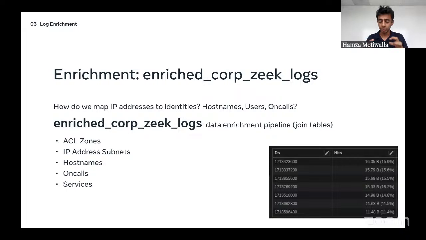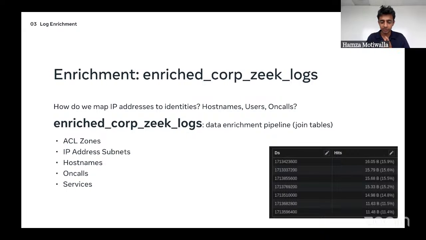So what we ended up doing is that we brought in a lot of these source tables. Anything which had an IP address on it, we brought it in just to study and tell us that, okay, now we have these Zeek logs, we want more. We want to know more about these Zeek logs, the connection logs. So we process our connection logs, we take it through multiple steps of the data enrichment pipeline, which is just glorified table joins. But at the end of the day, this is what we end up with. We have ACL zones, we have IP address subnets, we have host names and on-calls and services.